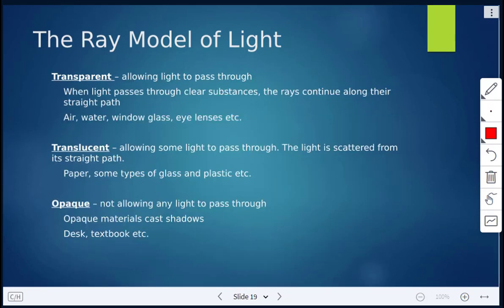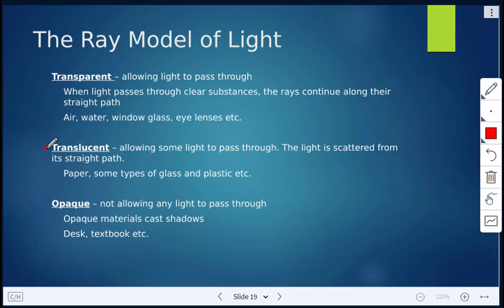So just looking at some key terms. The first term is transparent. If a material is transparent, it means it's allowing light to pass through, right? So it's a clear substance. When light passes through clear substances, the rays continue along their straight path. Some transparent materials would be air, water, window glass, eye lenses, and so on.